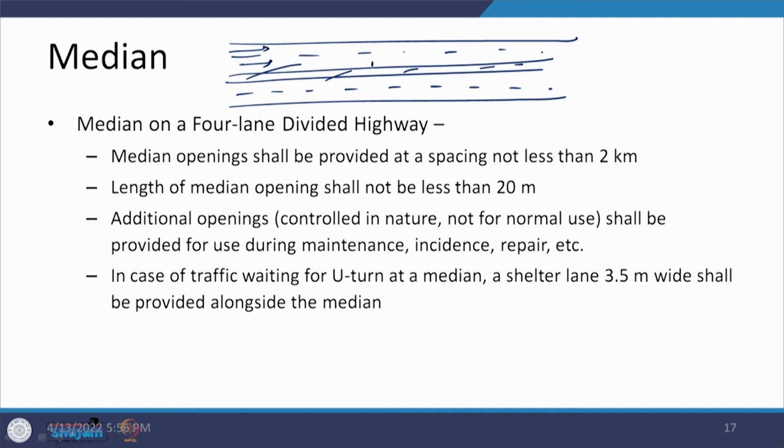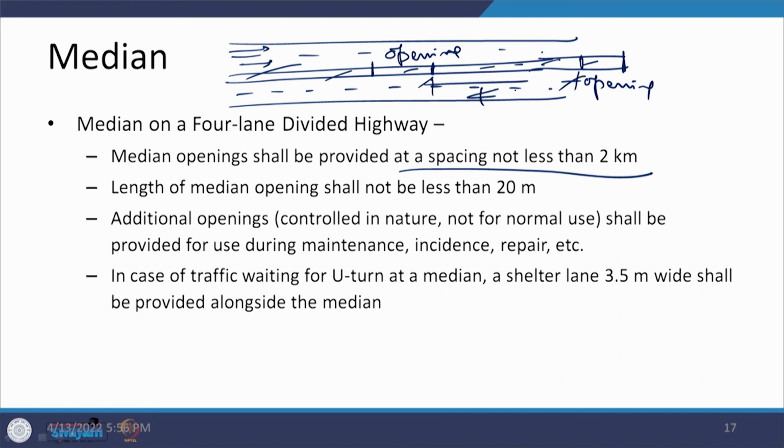It should not happen that there is a median continuously from Delhi to Bombay and then you cannot take a turn in between. So, what it says is that we should have the openings at a certain level. So, if this is going like this, then say we have an opening here, and these openings should be provided at a spacing not less than 2 kilometers. So, this distance which we are talking about should not be less than 2 kilometers here.